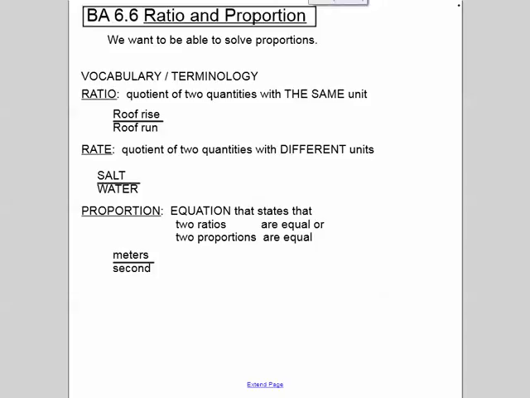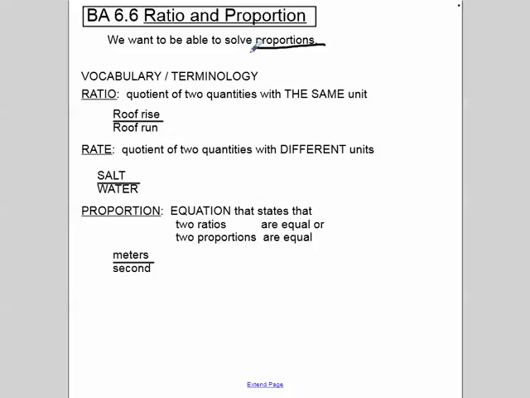Section 6.6 in Aufmann talks about ratios and proportions. We're talking about essentially solving proportions. That's what we want to do. Before we get to solving proportions, that's the second part of our discussion, we have to first talk about ratios, and ratios then lead into proportions, and then we can solve proportions.